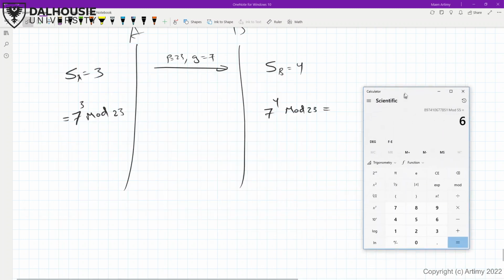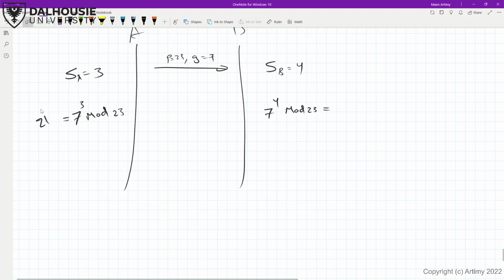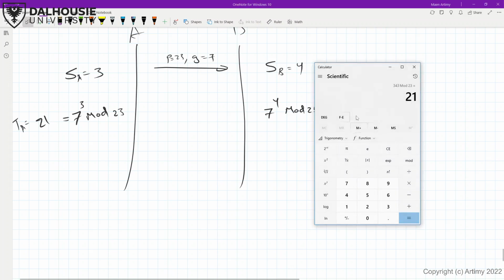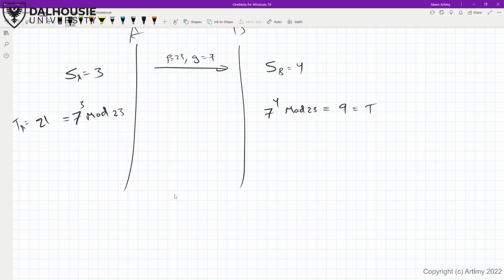Just use the calculator here. So 7 to the power 3 mod 23, get 21 here on the side. So that's our TA. And on the other side, 7 to the power 4 mod 23, that's 9, which is TB. So now Alice sends her TA equal 21 and Bob sends his TB equal 9.